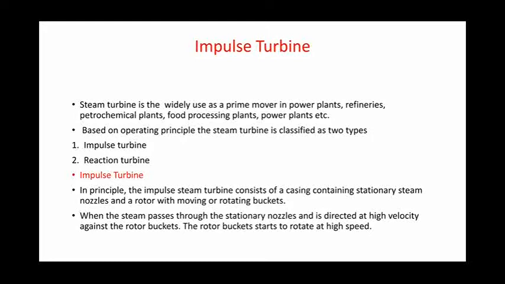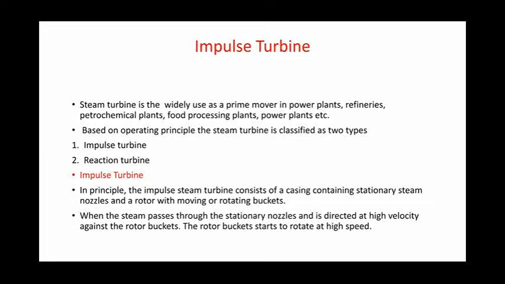Steam turbine is widely used as a prime mover in power plants, refineries, petrochemical plants, food processing plants, etc. Based on operating principle, the steam turbine is classified into two types. First one is impulse turbine and second one is reaction turbine. So our topic is impulse turbine.